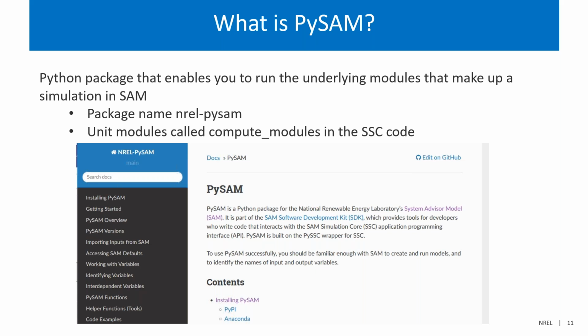we're calling unit compute modules of the SAM simulation core code. So that's just like one of the technology or financial models that we were discussing on the previous slide. For example, the PV model or the battery model or the utility rate code.